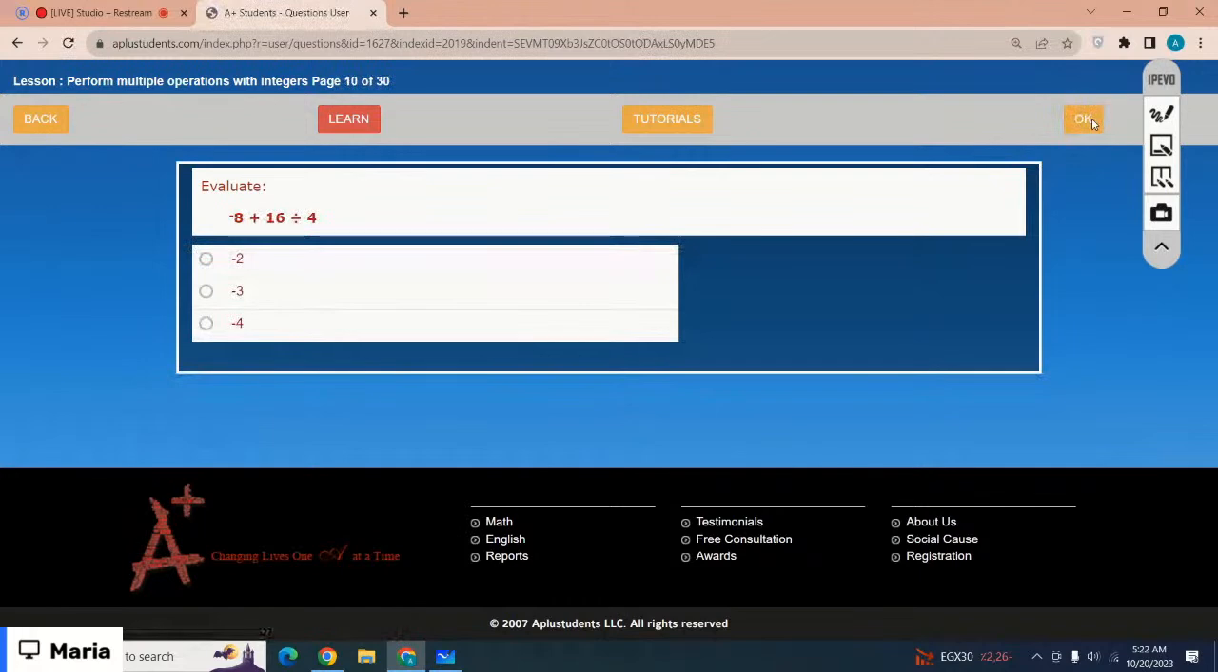Negative 8 plus 16 divided by 4. First of all, you have to divide. 16 by 4 is 4. So negative 8 plus 4 is, yes, that is negative 4. So the correct option is negative 4.